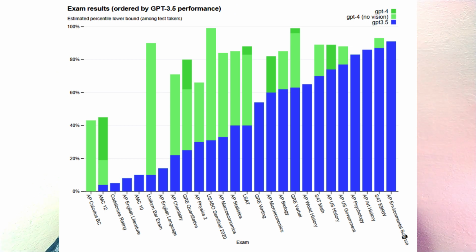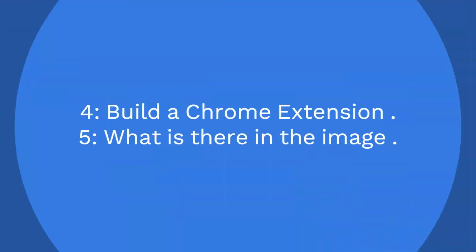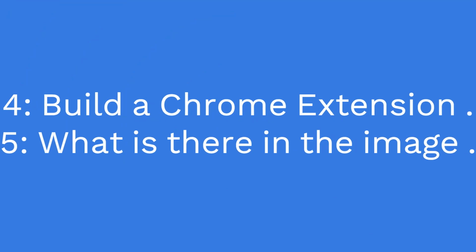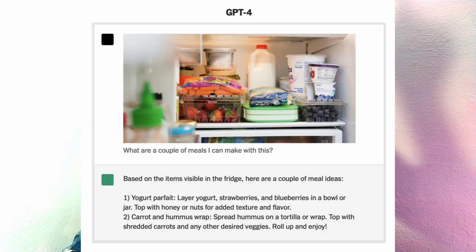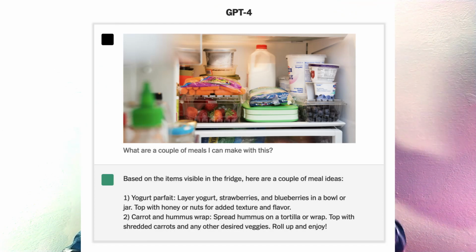Fourth, we can build a Chrome extension through it. Fifth, it understands what is actually happening in an image. I have also given an example on the screen, you can view it. This example is uploaded on the openai website, you can check it out there also.